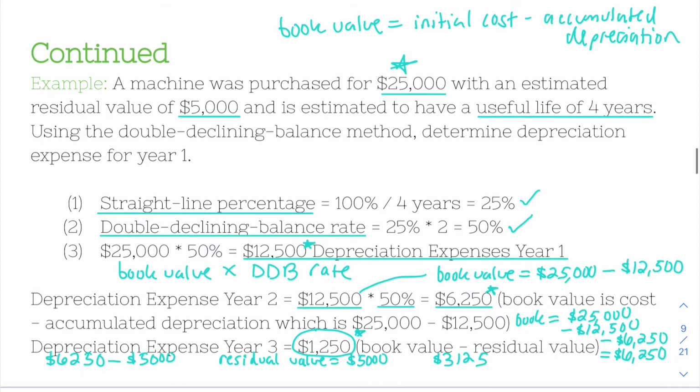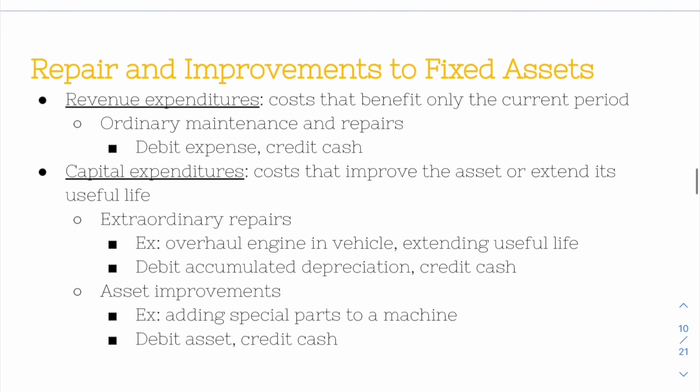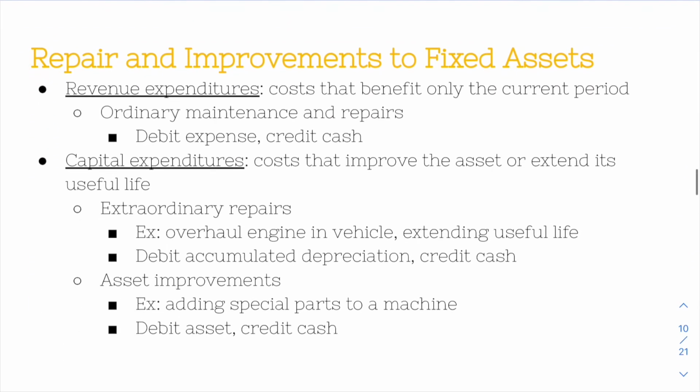Okay, so some other topics to cover. First, we have repair and improvements to fixed assets. So there are 2 types of repair improvement type things we can do.